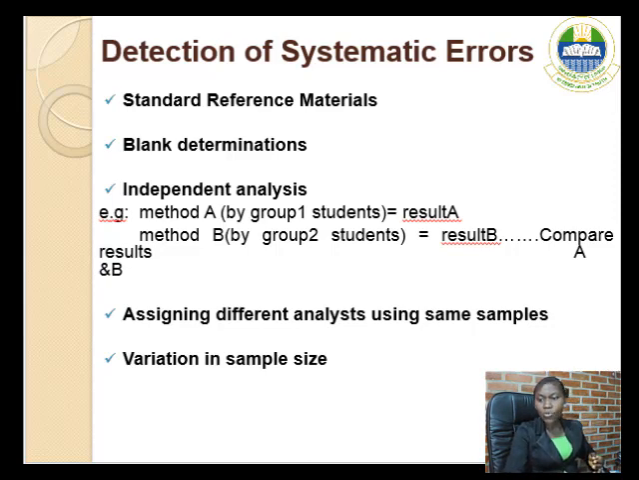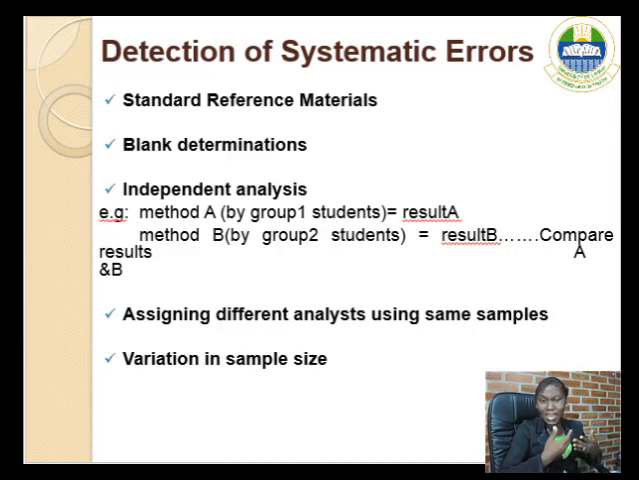Now we have another one which we call the independent analysis. This is done by employing a second, reliable, independent analytical method along with the method being evaluated. For instance, with method A by group 1 students, we have result A. With method B by group 2 students, we have result B. Now we can compare result A and result B together. When we compare these two results, we can see whether we are getting the same result or not.